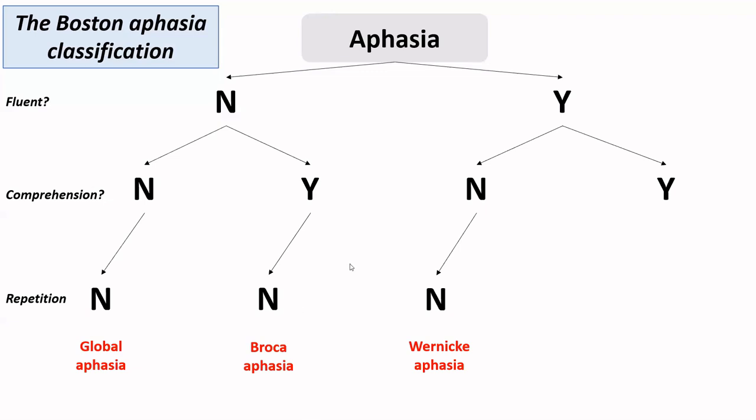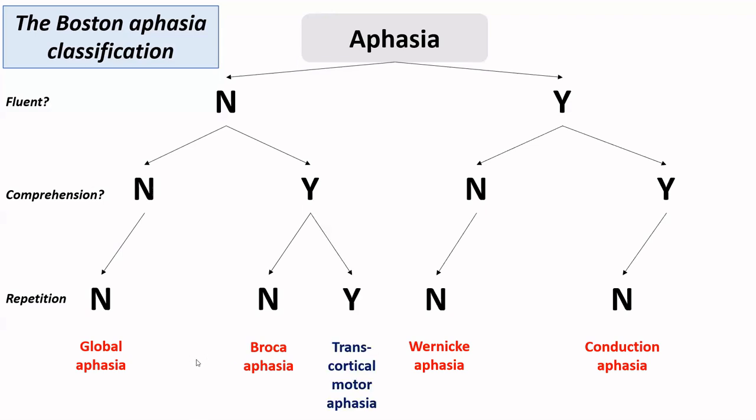The last one that's still missing is conduction aphasia, and in conduction aphasia, patients are fluent, have intact comprehension, but they are not able to repeat what is said to them. So those are basically the four types of aphasia as already described by Wernicke: global aphasia, Broca aphasia, Wernicke aphasia, and conduction aphasia. And then Lichtheim managed to explain the transcortical aphasias, which are basically global aphasias, Broca aphasias, and Wernicke aphasias, in which repetition is intact.